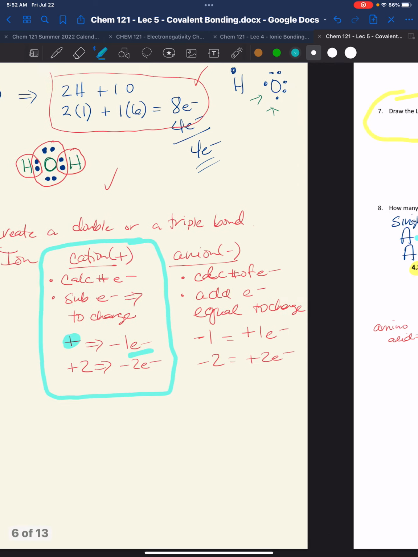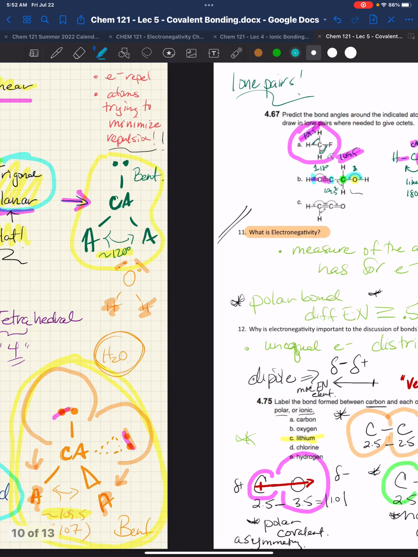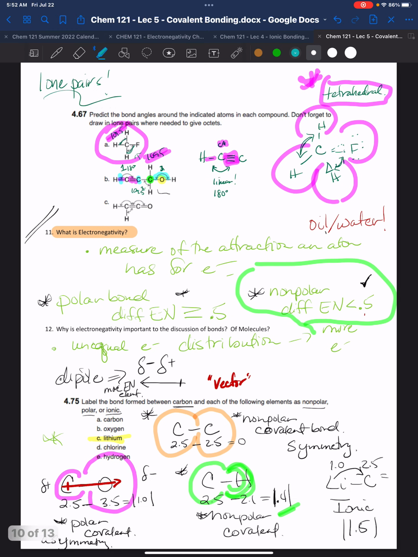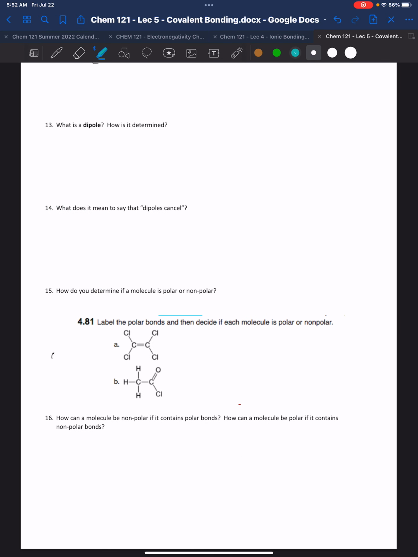Okay, going back, let's see how this manifests now. We've talked a little bit about the dipole. We've got that down. Let's look at some examples. I'm going to do a couple of different substances and talk about the dipoles, helping you get to a place where you understand what it means to say the dipoles cancel, and how we determine if the molecule is polar or nonpolar. So I'm going to give myself some space here.